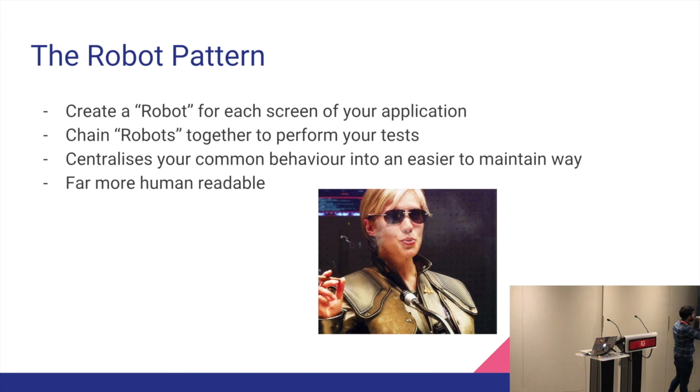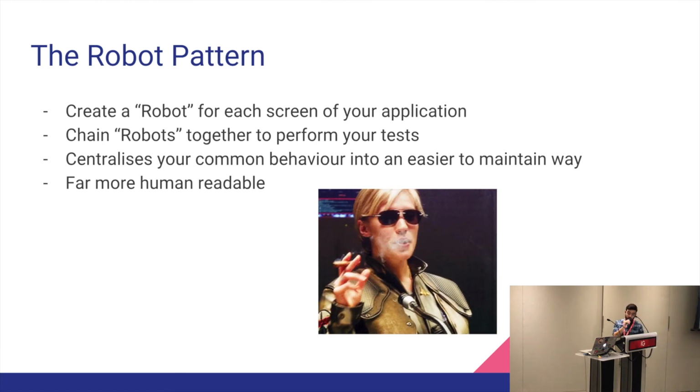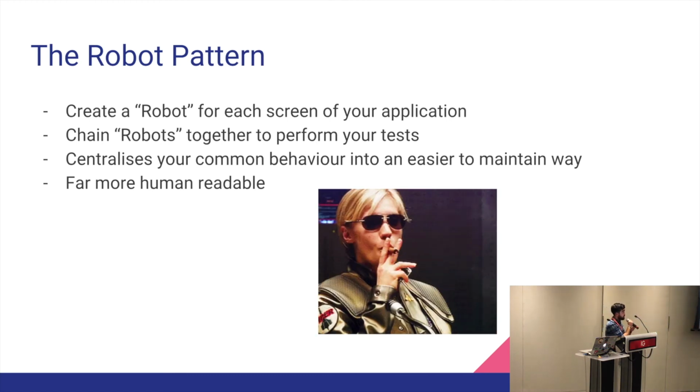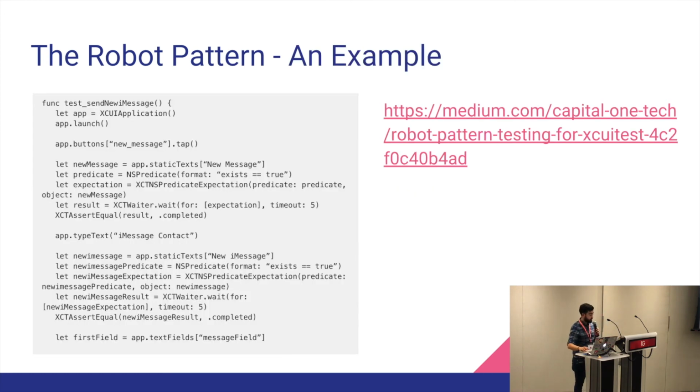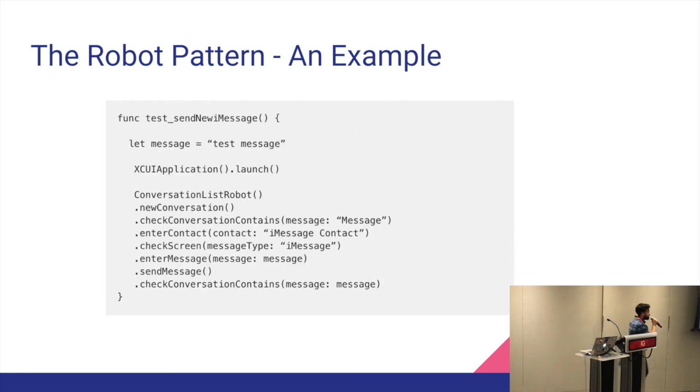So you can create a robot for each screen to make things a lot easier. You can chain robots together, and you can centralize lots of the common behavior. It makes things a lot more human readable. So it turns things from this, which is launch your application, press some buttons, check if something exists, wait for something to happen, type some more text, and so on, which is frankly okay code, it's just not hugely readable, to something that looks like this, where you create a robot, in this case a conversation list, you start a new conversation, check that the message contains a certain thing, check a screen, send a message, and go from there.